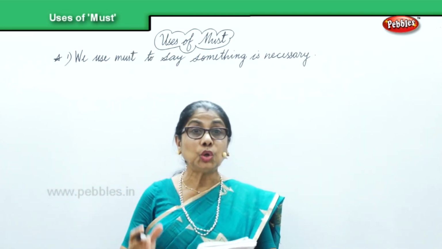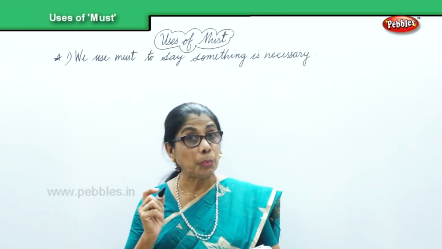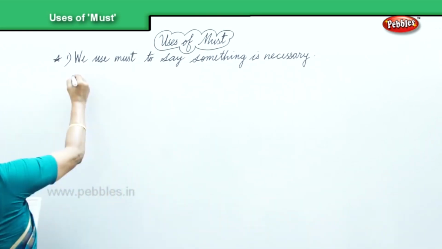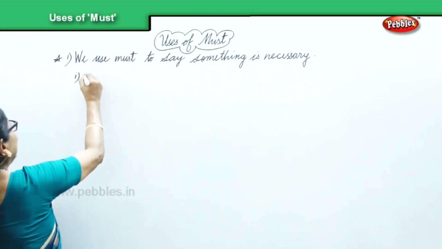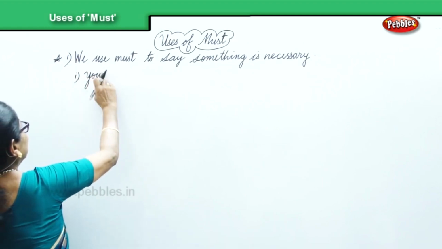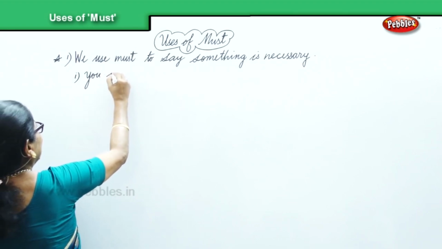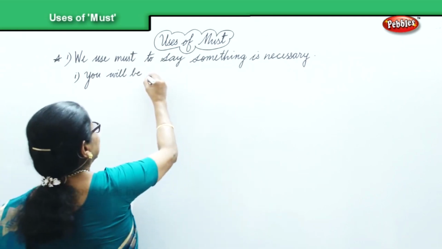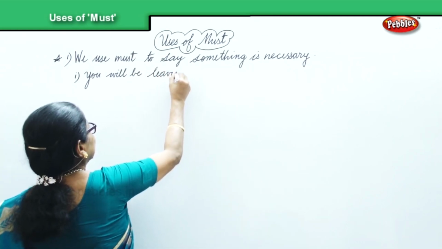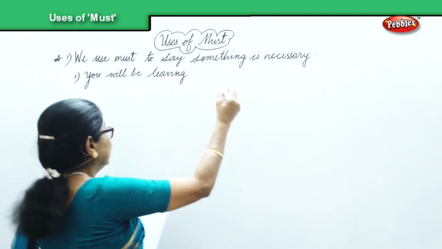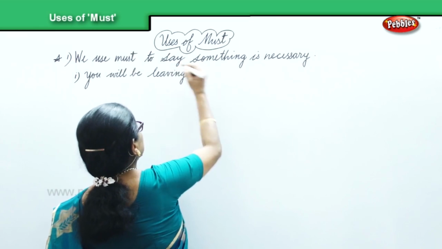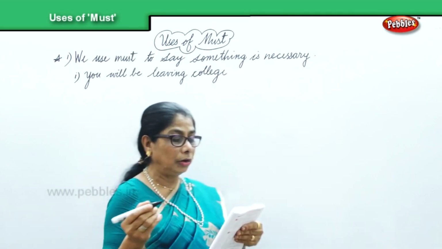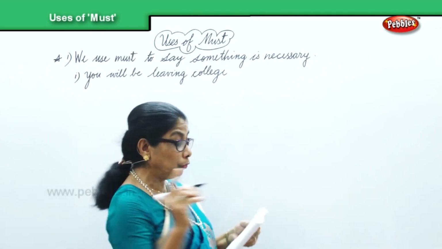Like we'll say the sentence, you will be leaving college soon. You must think of your future. Okay, that's the first one. We have here, you will be leaving college soon. You must think of your future.